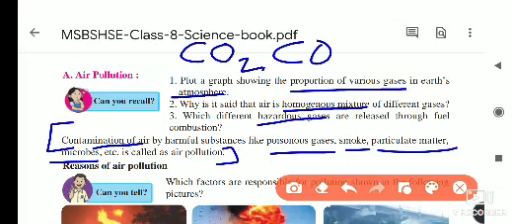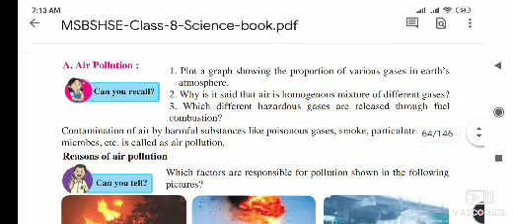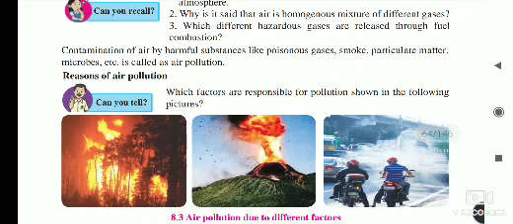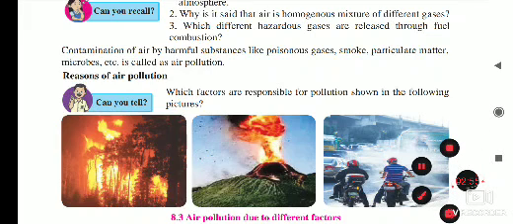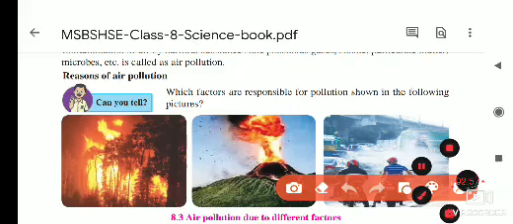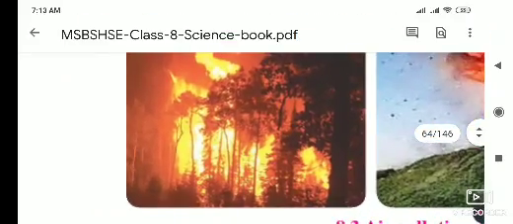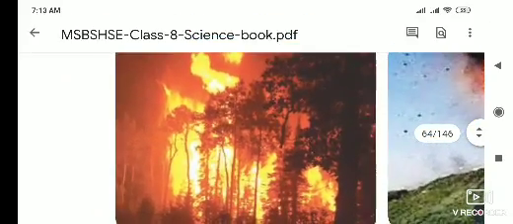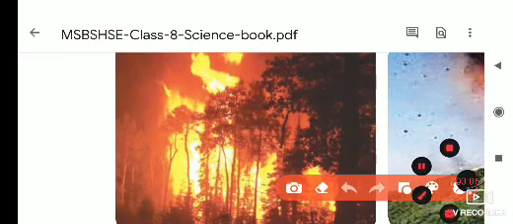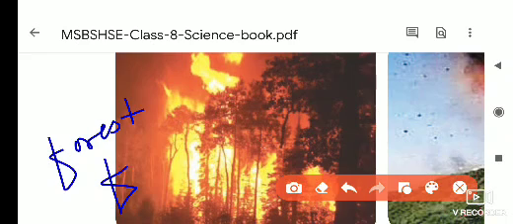After the definition, here are given the reasons of air pollution. Which factors are responsible for the pollution shown in the following pictures? Now if you see the first picture, it shows a forest fire. What is it? Forest fire.